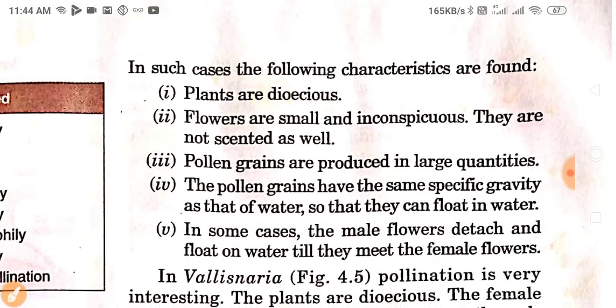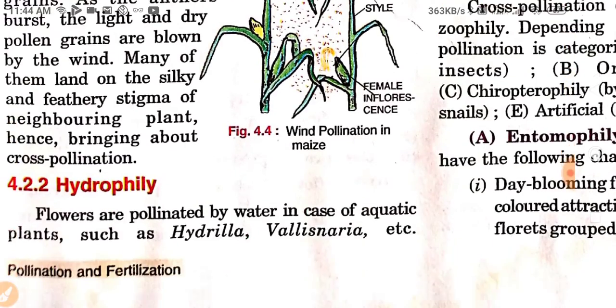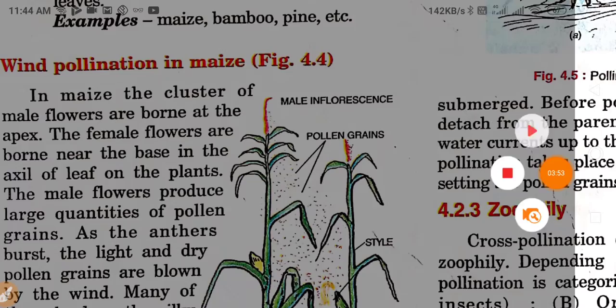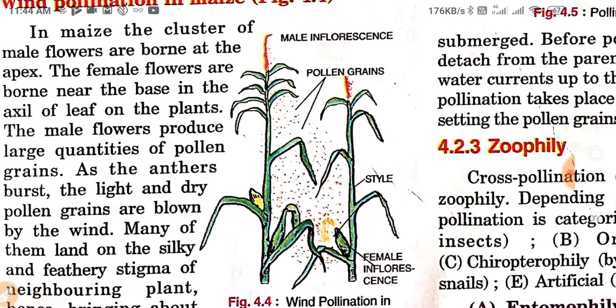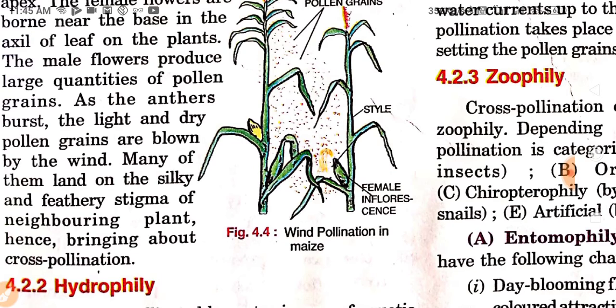First, we see the example of wind pollination in maize. In maize, the cluster of male flowers is borne at the apex, as you see in the figure. The male inflorescence is here, and the flowers arise at the apex. The female flowers are borne near the base, in the axils of the leaves. You can see the female inflorescence here. The male flower produces large quantities of pollen grains. As the anthers burst, the light and dry pollen grains are blown by the wind. Many of them land on the silky and feathery stigma of a neighboring plant, hence bringing about cross pollination.